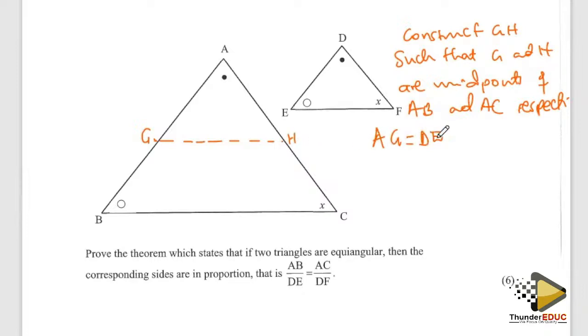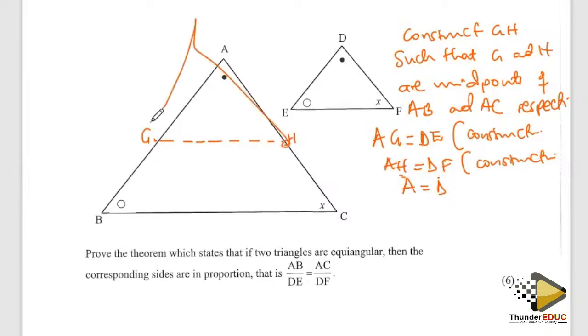Since this is the midpoint, then we have, okay, we're going to say it's construction. Then we're seeing that AH is going to be the same as DF. That is also construction. And then angle A is the same as angle D. Okay, so we did the construction with the midpoint such that AG is the same as all of that.